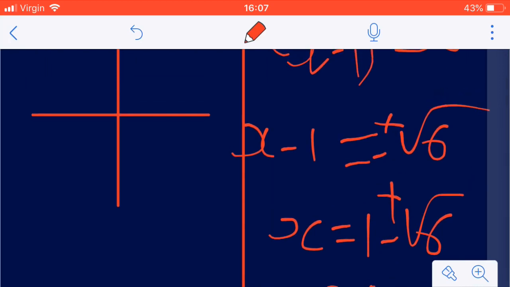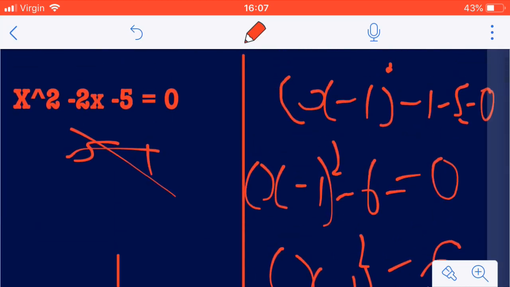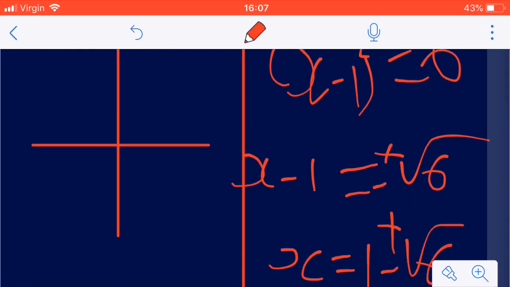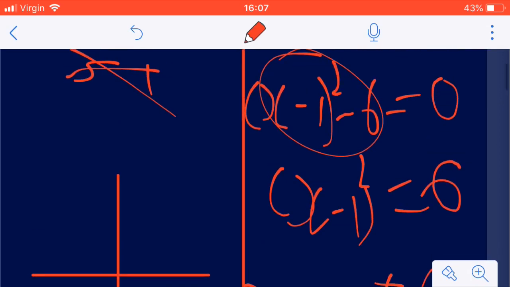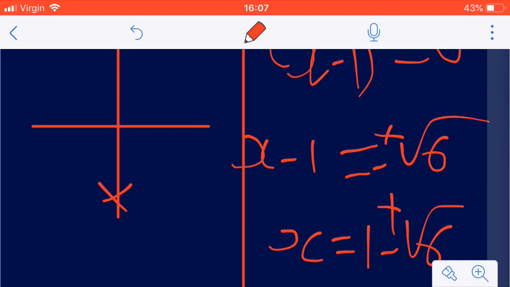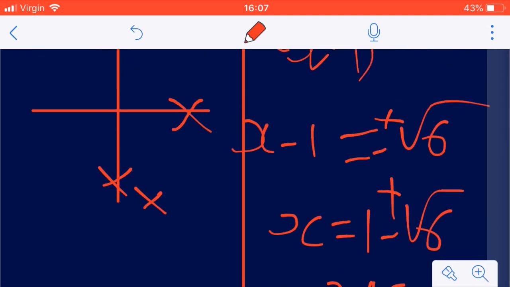If we use it to plot the graph of y equals x squared minus 2x minus 5, the y-intercept is minus 5 from the original equation. And then we know that a square number has to be equal to 0 or greater than 0. So here we know the lowest the graph can go is minus 6. And we know this happens at x equals 1, because if x equals 1, then 1 minus 1 is 0, and 0 squared is 0, which is the smallest we can get.